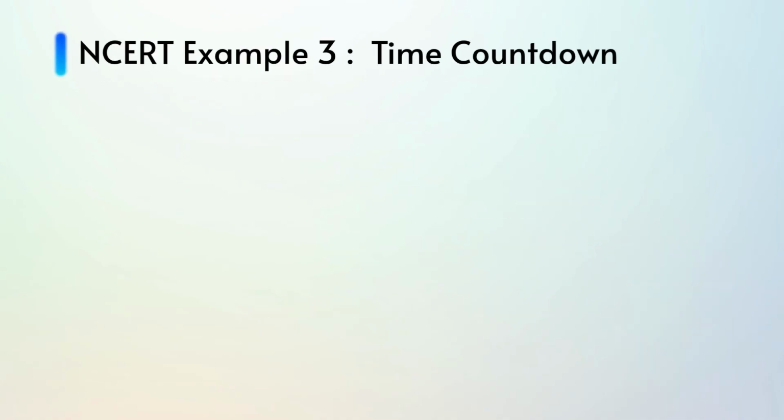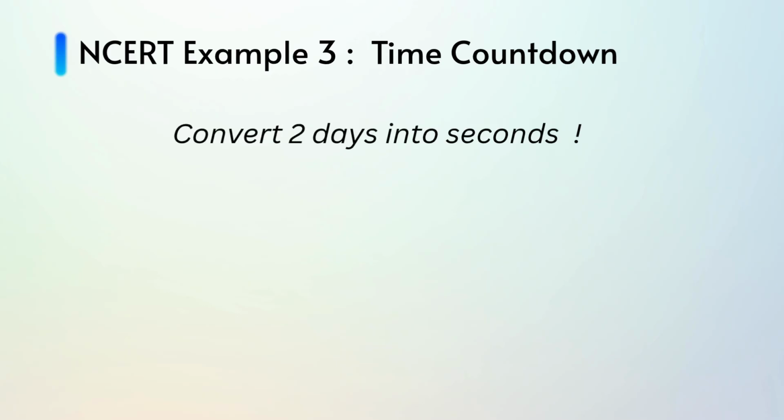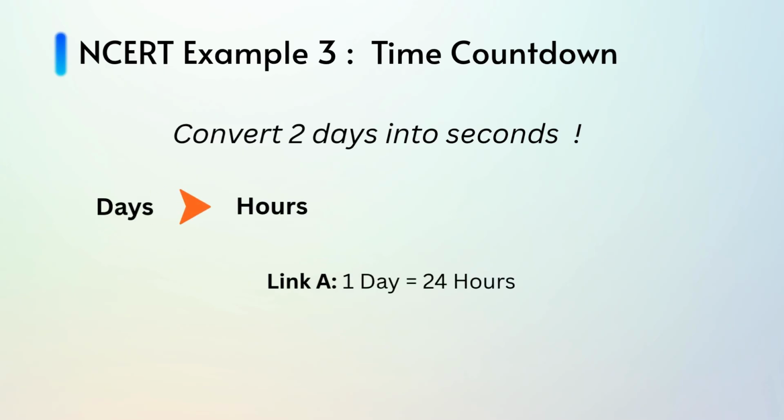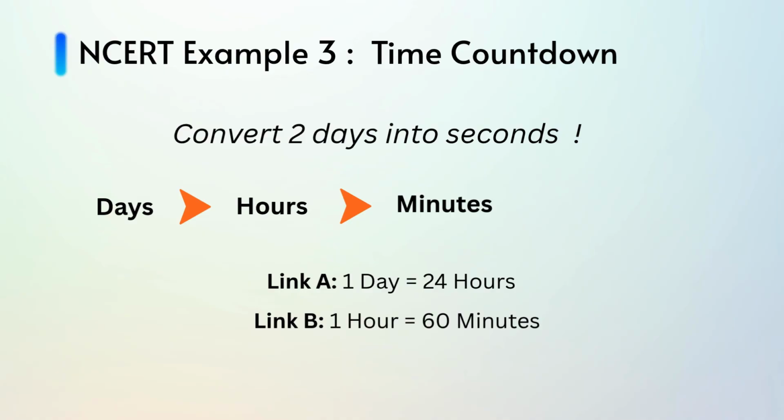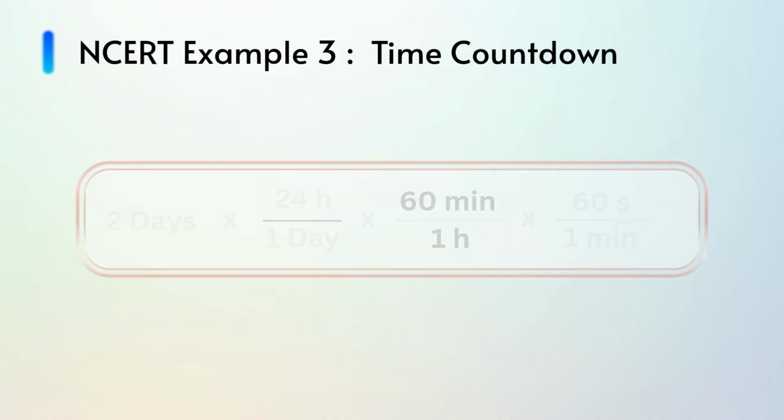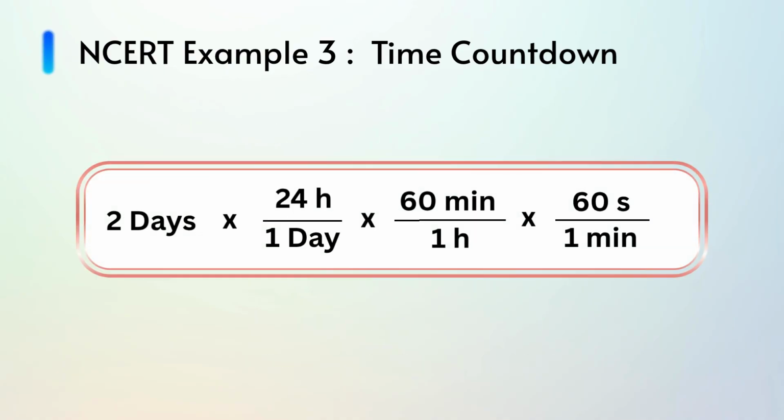Next example is about converting days into seconds. So the question is, convert 2 days into seconds. So what should we do? First convert days to hours, then hours to minutes, and finally minutes to seconds. Now we start with 2 days. Now multiply it by the first conversion factor, that is 24 hours upon 1 day. Notice that the day unit cancels.